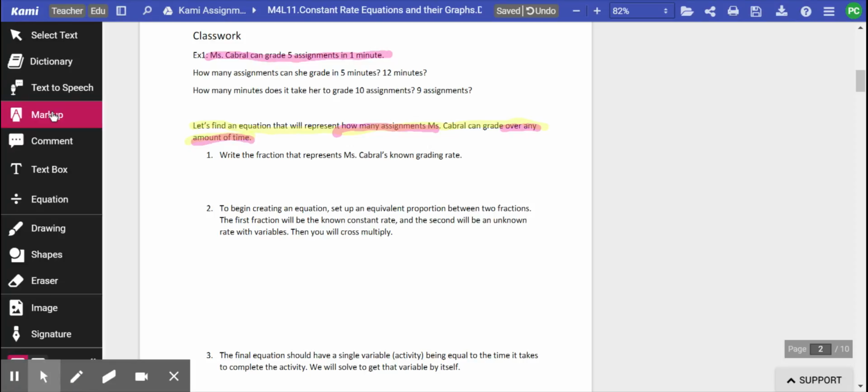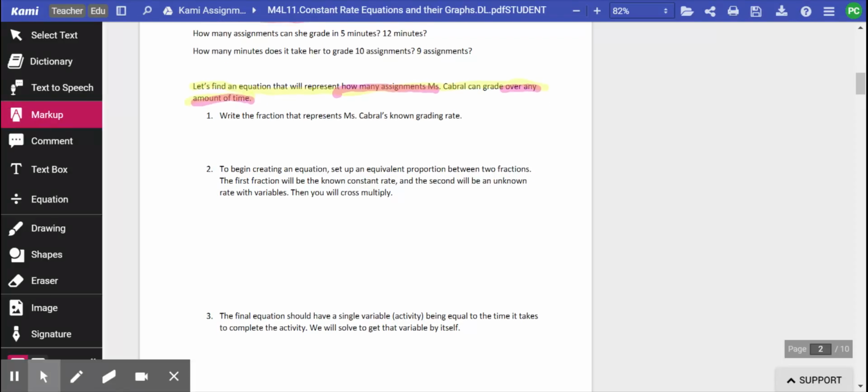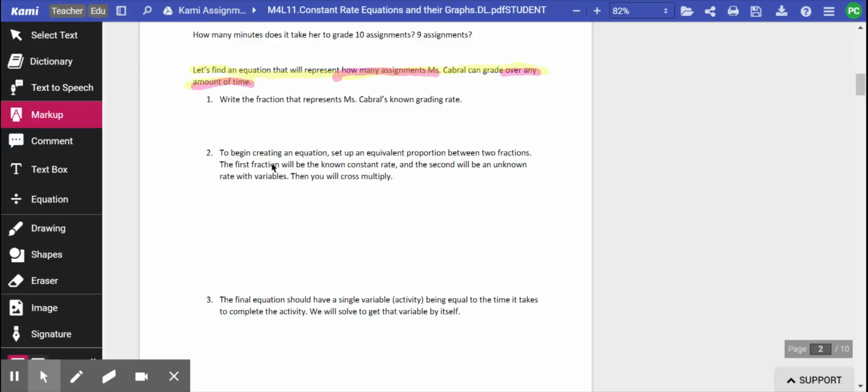I'm being asked to create an equation that's going to tell me how many assignments I can grade at any point in time. So I'm not being asked for a specific number of assignments. I'm not being asked for a specific time. We have to make an equation that could find anything, which means there is no known time, no known assignments. So we're going to have to use variables to represent assignments and to represent the time that it would take me.